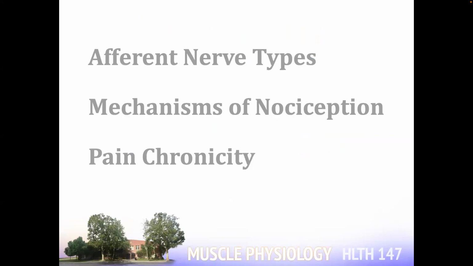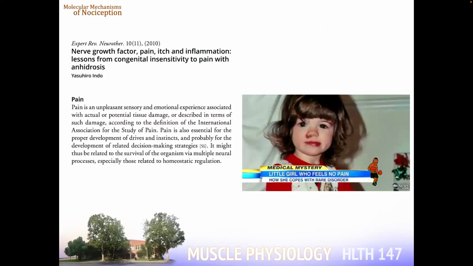Afferent nerve types, not all afferents transmit messages of pain. Some do, and we'll talk about those. Mechanisms of nociception. Nociceptors would be your pain nerves. And then we'll talk about pain chronicity, what gets dysregulated, and how acute pain can transition into chronic.